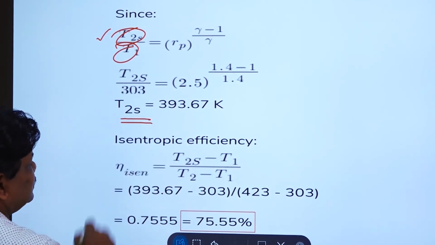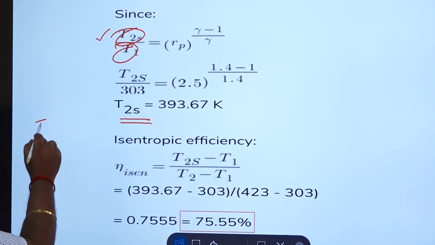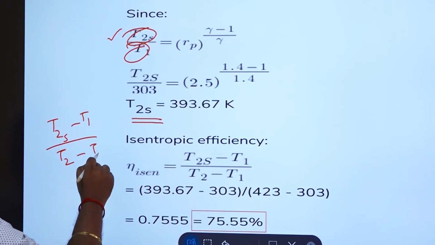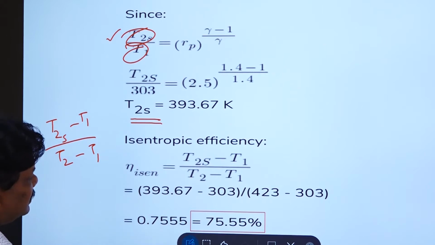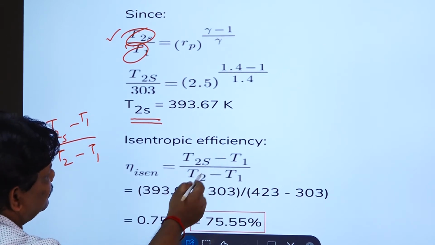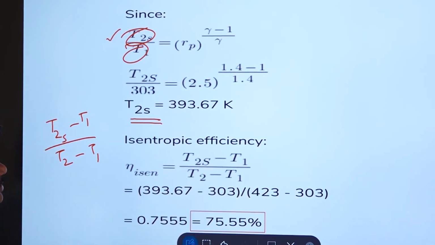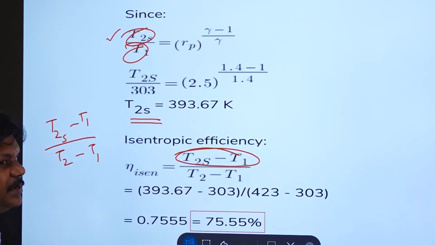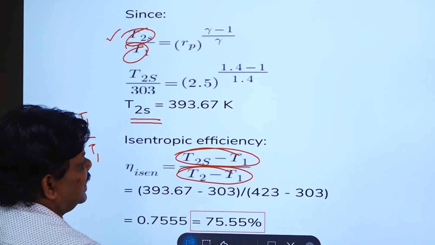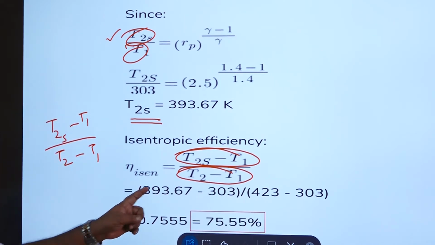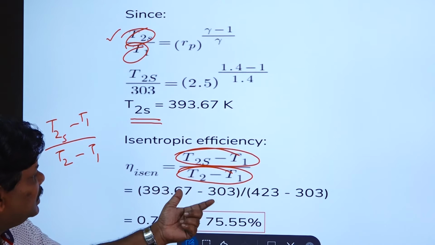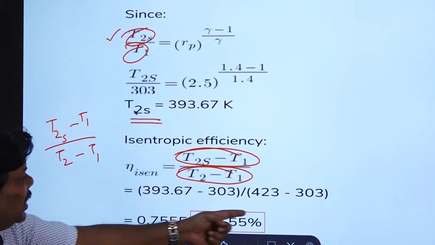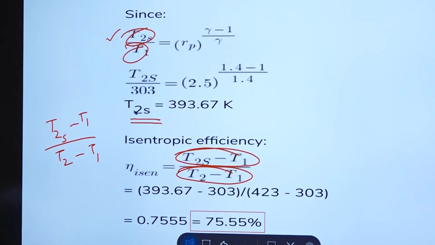So substitute in the isentropic efficiency, that is T2S minus T1 divided by T2 minus T1. You will get the value, that is isentropic work by the actual work. So this is nothing but the change in isentropic temperatures, and this is the change in the actual temperatures. So you will get all these values. The only unknown is T2S. So you find this value and you substitute here, you will get the answer for this one.